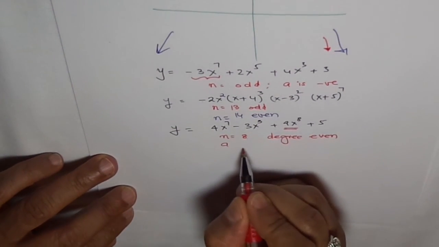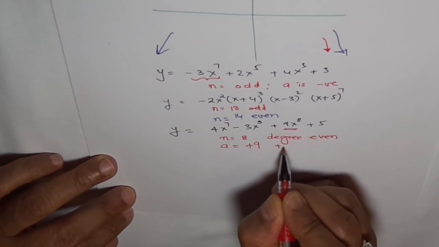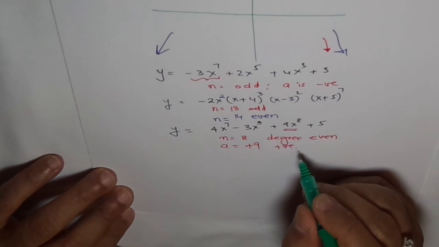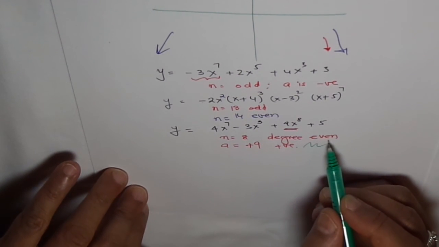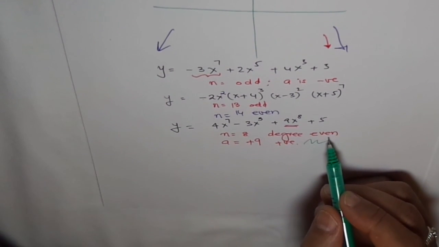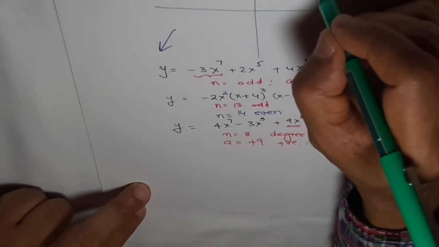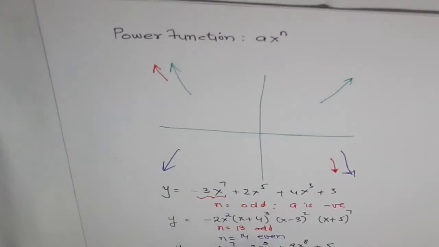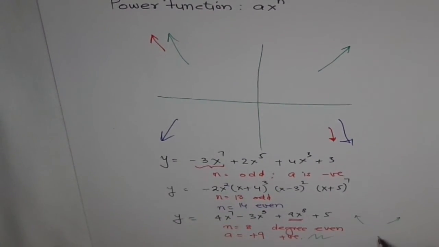How about a? Is it positive or negative? A is positive, 9. So, it's positive. Is it okay? So, how will this function look like? Let me draw this function in green color. Okay. Now, since it is even, both will face the same side and a is positive, right side up. So here, right side up. Is it okay? And even, both face same side. So the end behavior of this function is kind of like this, okay?